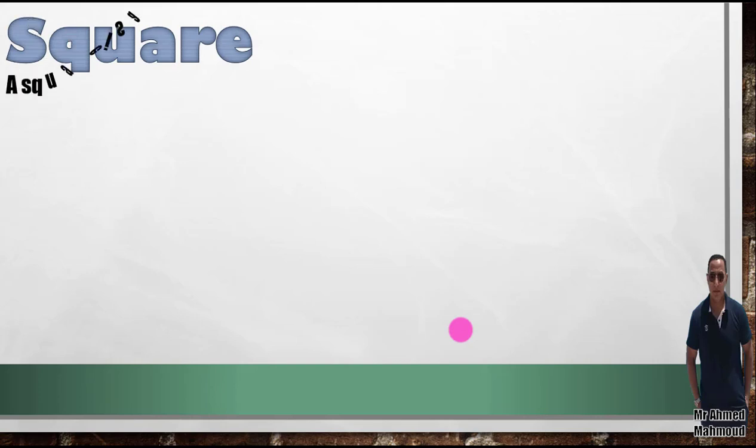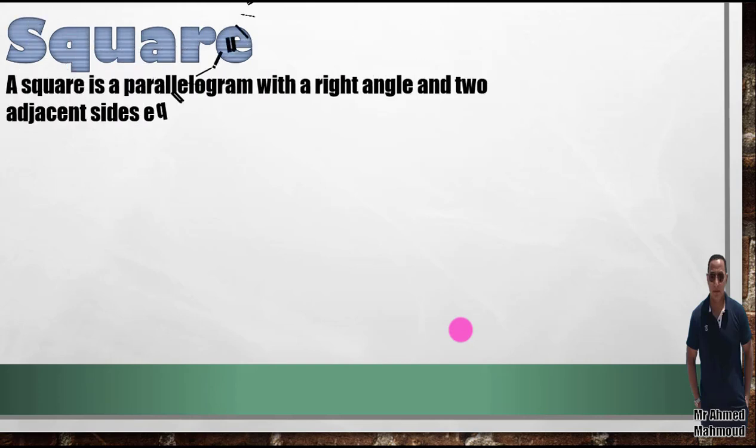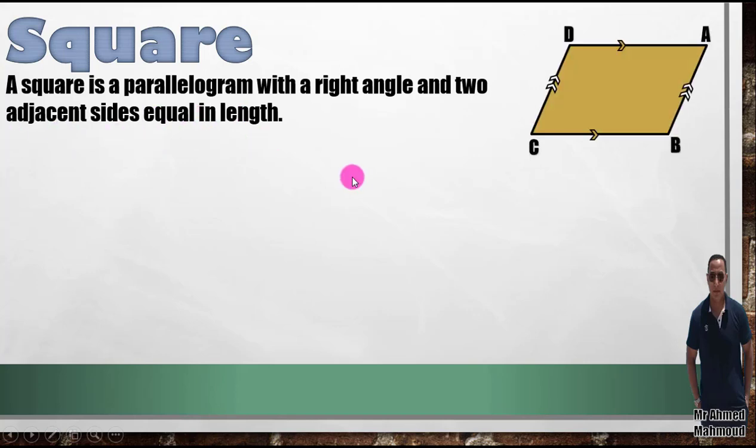The square also is a parallelogram, but we do two changes in the parallelogram: a right angle and two adjacent sides equal in length. Now if we have a parallelogram like this, what if I make angle C a right angle? If I make angle C a right angle like this, and if I make the adjacent sides equal, if this side equals 3 and this side equals 5, 3 and 5.